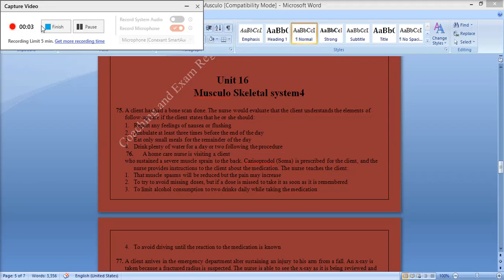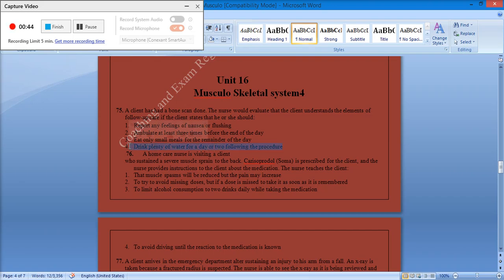Unit 16 Musculoskeletal System. 75. A client has had a bone scan done. The nurse would evaluate that the client understands the elements of follow-up care if the client states that he or she should: 1. Report any feelings of nausea or flushing. 2. Ambulate at least 3 times before the end of the day. 3. Eat only small meals for the remainder of the day. 4. Drink plenty of water for a day or 2 following the procedure. The correct answer is 4. Drink plenty of water for a day or 2 following the procedure.